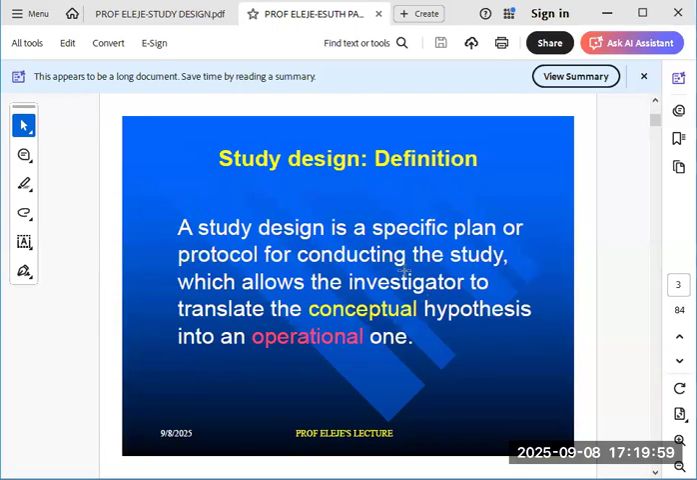So what is study design? It's a specific plan or protocol for conducting the study, which allows the investigator to translate the conceptual hypothesis into an operational one. Each study must have a protocol, what you want to do. And happily, we're also going to discuss it in detail in this lecture. So the type of design we choose matters a lot to what we're going to do.